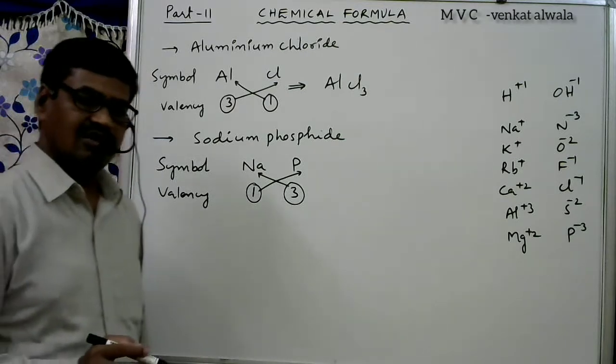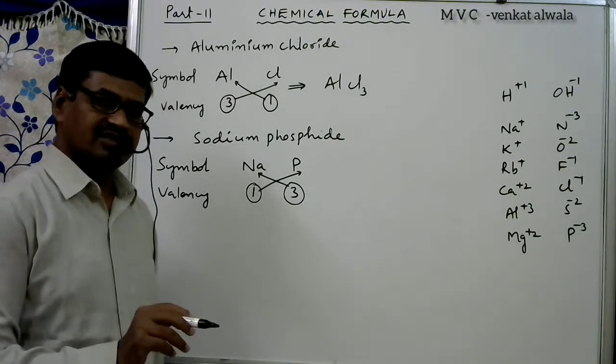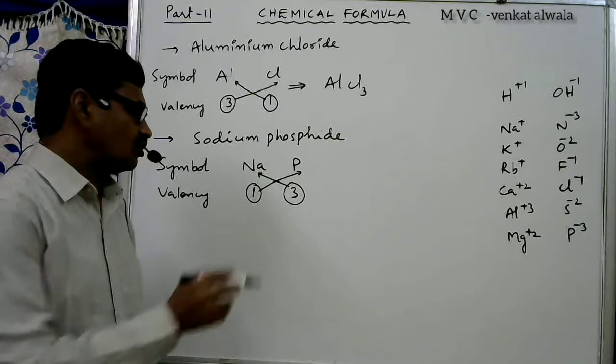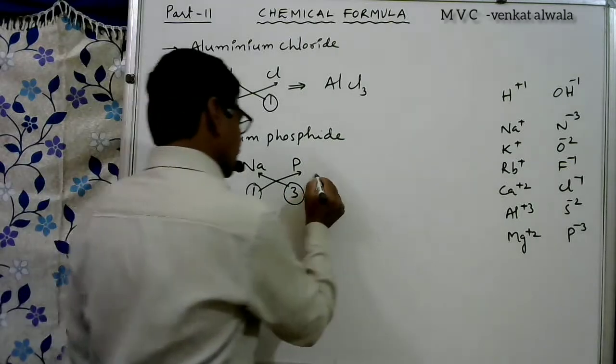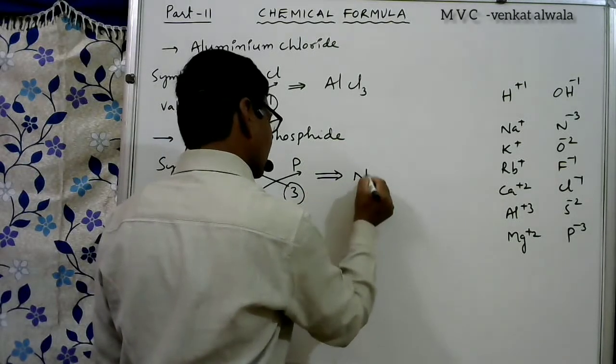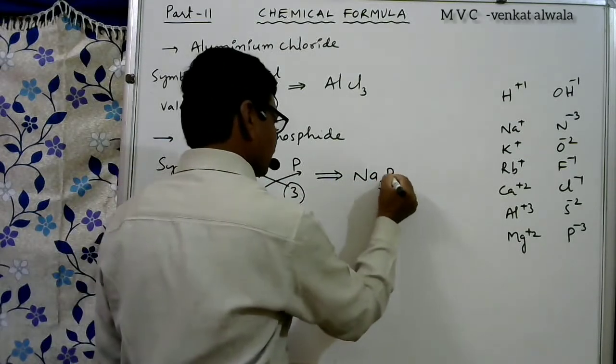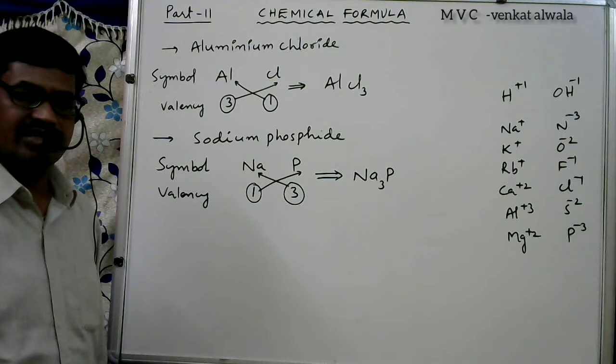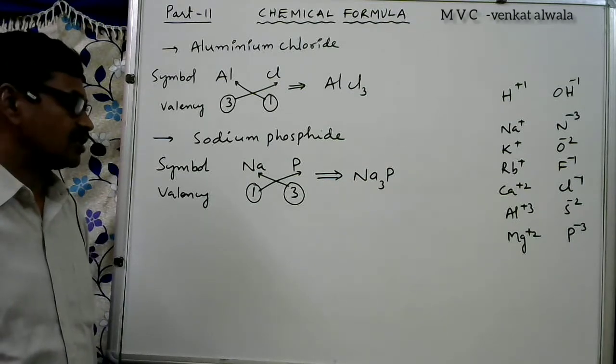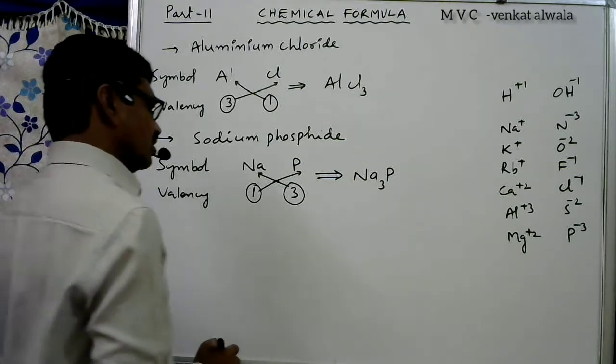In writing a formula, you should always write the cation first. Anions follow cations. So here Na, how much? 3. Na3P. Sodium phosphide formula it is. Sodium phosphide.